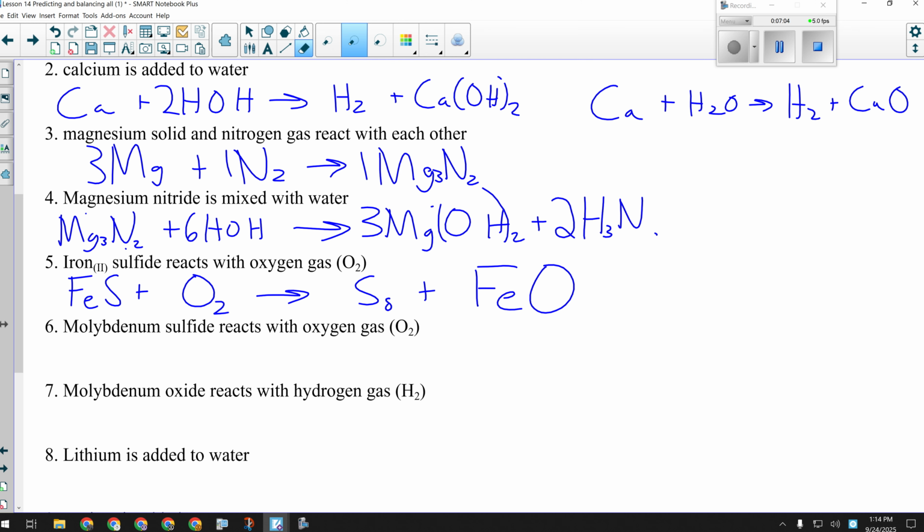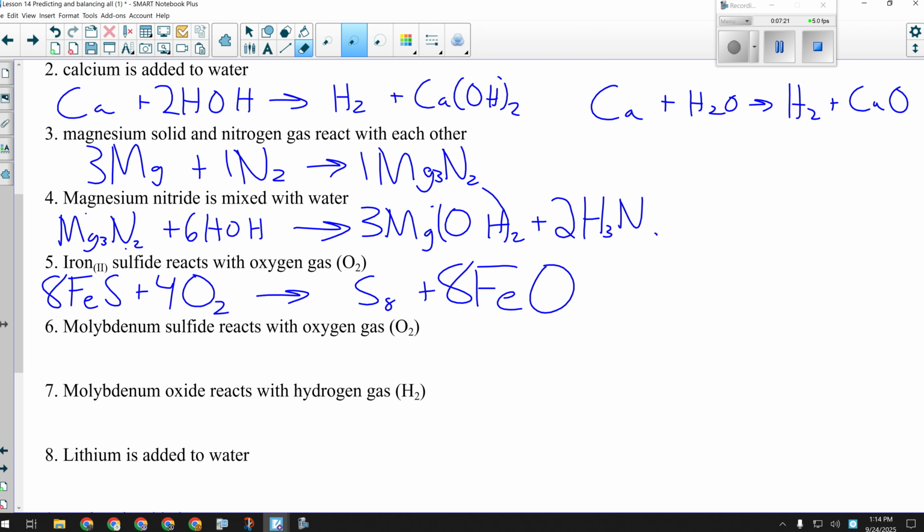Special element. I need an 8 on the sulfur. Okay, let's balance the biggest number. 8's the biggest number. Okay, 8 sulfur on both sides. Now I got 8 iron. 8 iron on both sides. Now I've got 8 oxygen. 4 times 2 is 8. Okay.